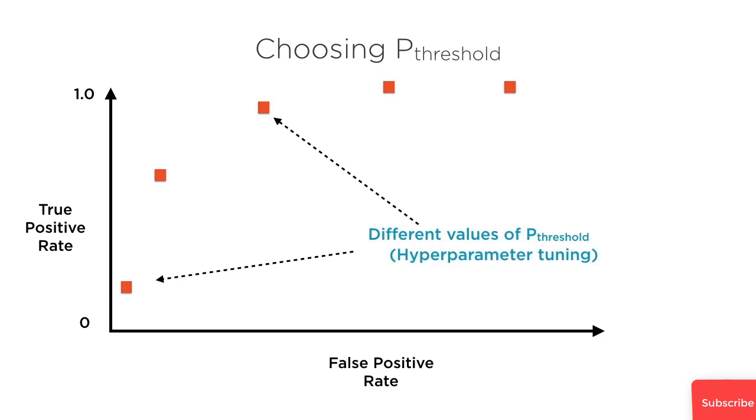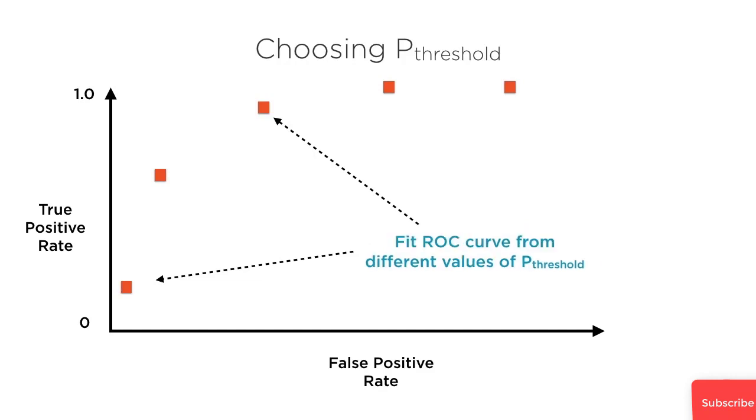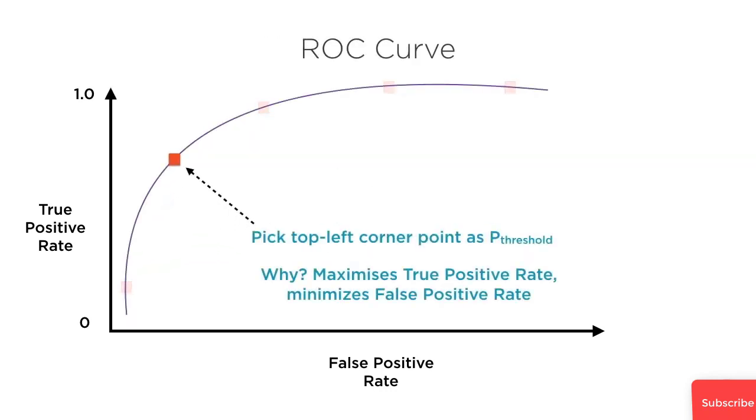This is hyperparameter tuning. You'll tweak the values of P threshold and see how your model performs. You'll plot the true positive rate versus the false positive rate, and you'll fit an ROC curve for different values of P threshold. Now that you have this ROC curve, this will help you find the right value of P threshold. Pick the top left corner point as P threshold. At the top left corner, you have that value for threshold which maximizes the true positives in your model and minimizes the false positives. This is how the ROC curve will help you find the right decision threshold and the best possible model for your data.